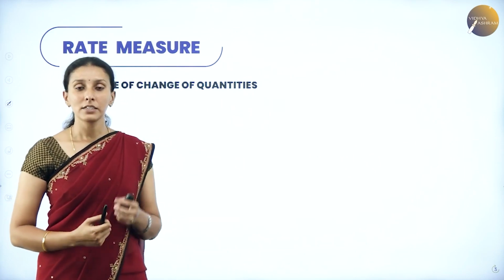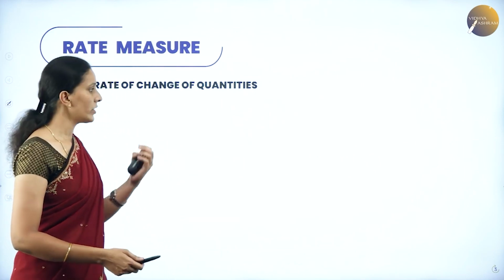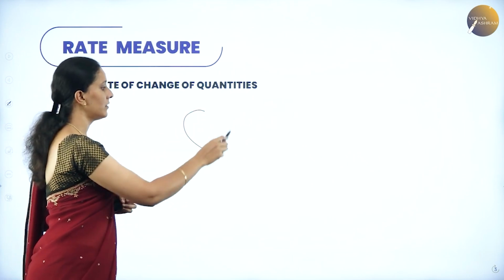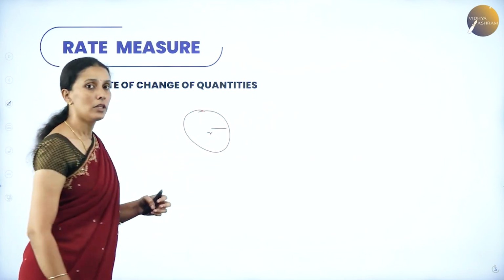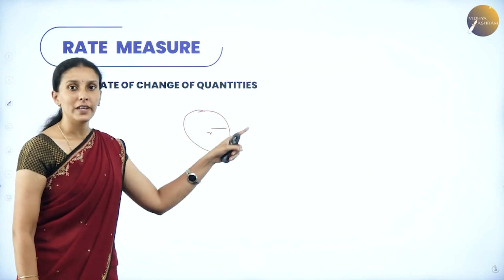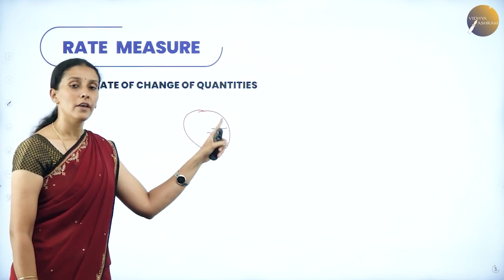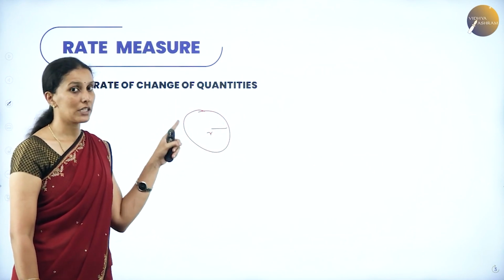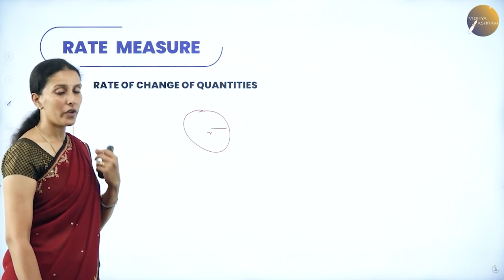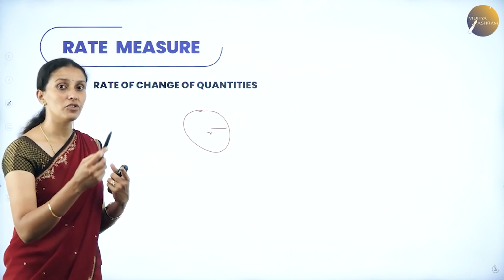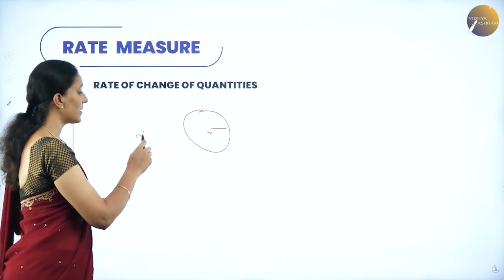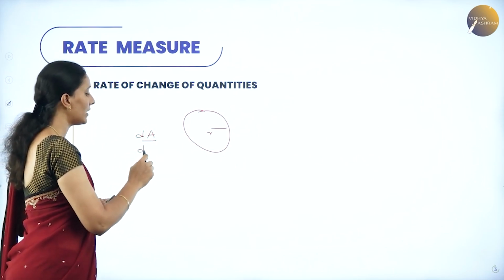So when it comes under the geometrical section, consider a circle here with radius r. When r increases, obviously the area of a circle increases. When r decreases, the area of a circle decreases. So how can we express change in area with respect to radius? We can express it as dA by dr.